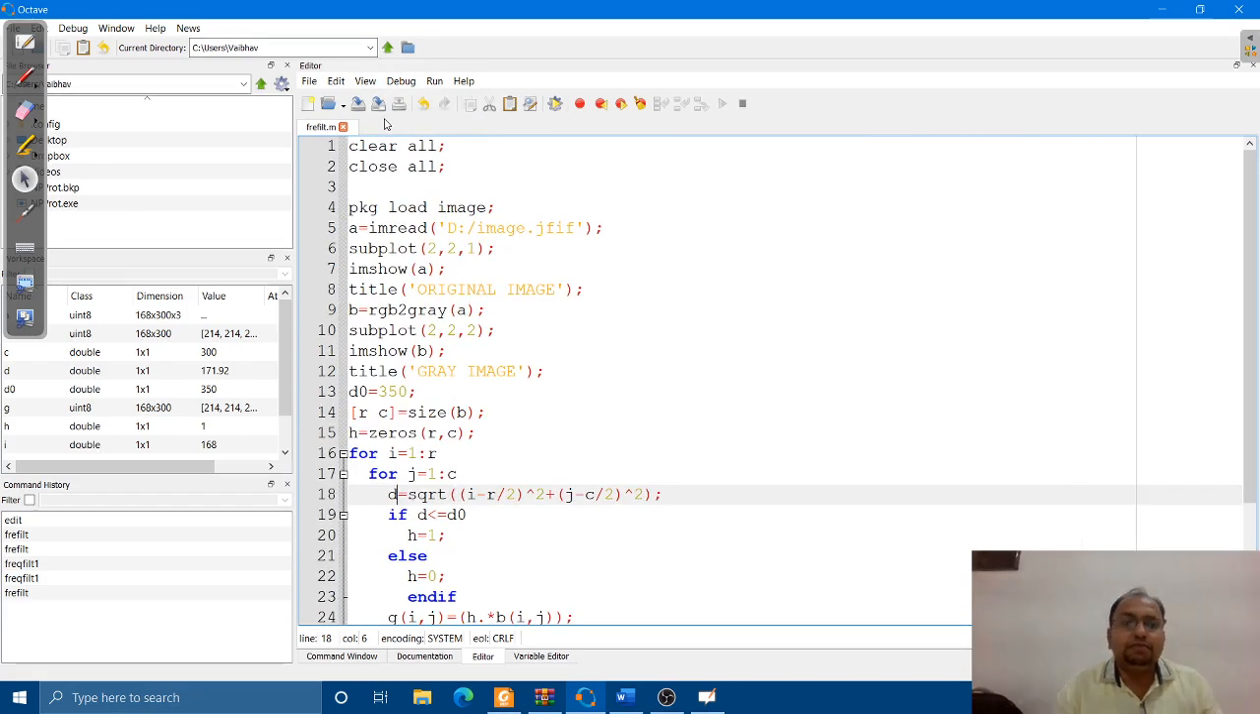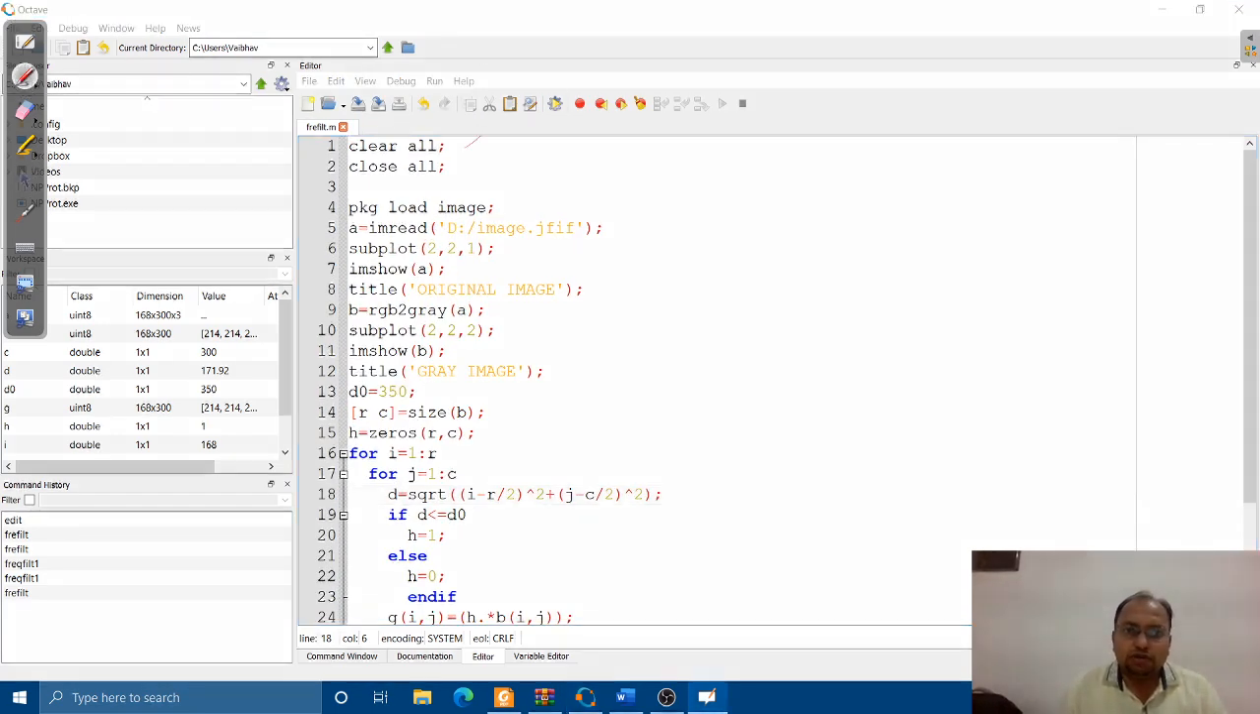Okay, is it visible? Now you know all these terms. So close all, clear all, you know this, right? Okay, fine. Now you know this, we need to load the image package, yes or no? So that also you know, isn't it? Fine. Then let us load the image.